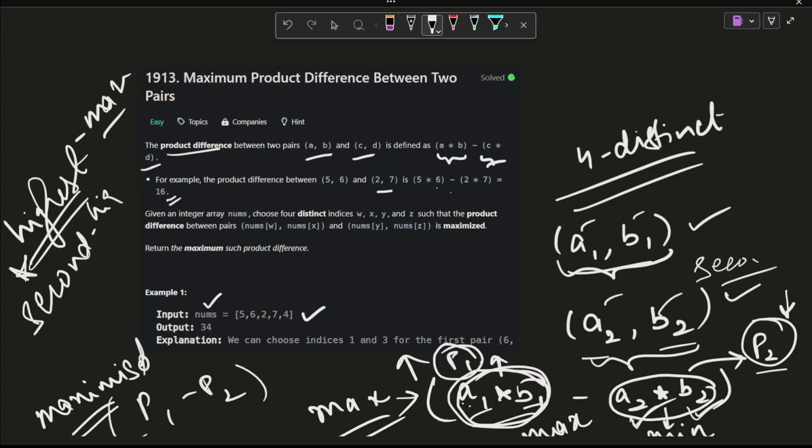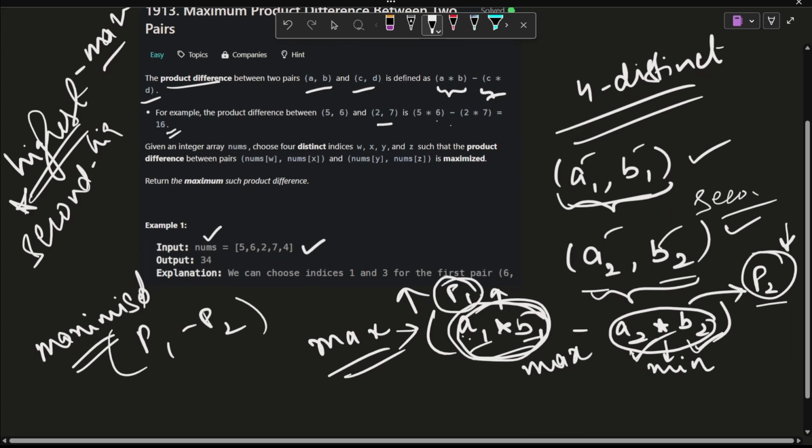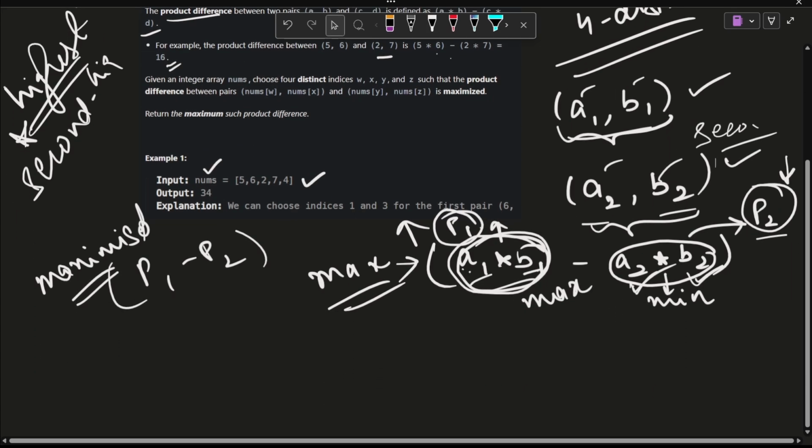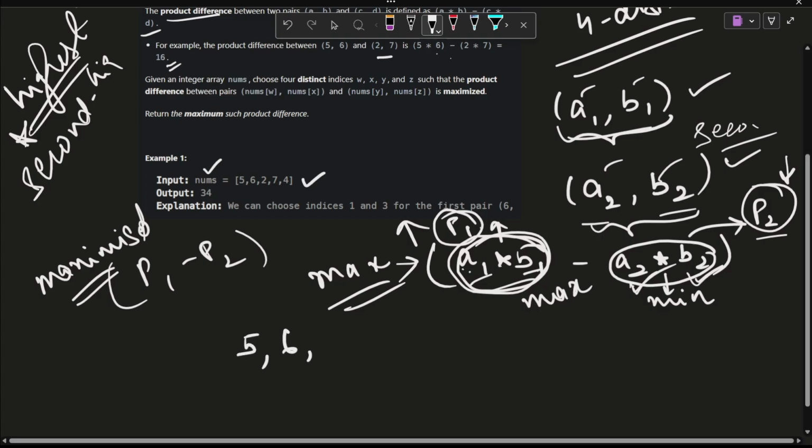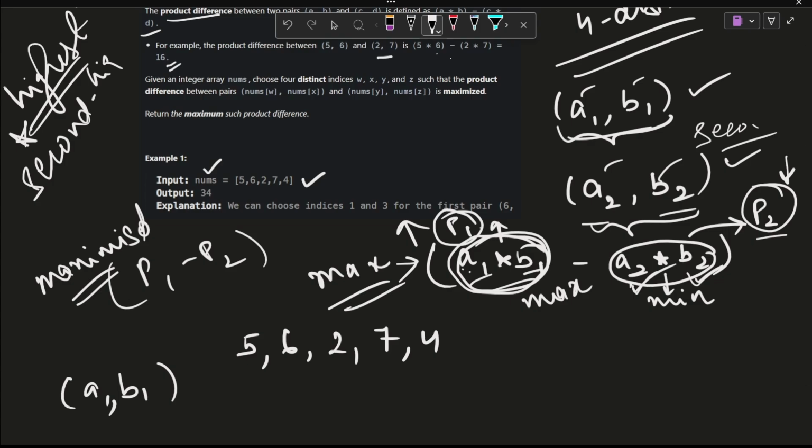That was the logic. Now let's just have a look at this example. Let us try to apply this logic onto this example and see if it is working or not. So for this array, which is given to us as 5, 6, 2, 7, 4, we have to make the first pair, that is a1 comma b1, as maximum as possible. And for that, as I have told you, we are going to take the highest maximum value and the second highest maximum value present in the array.